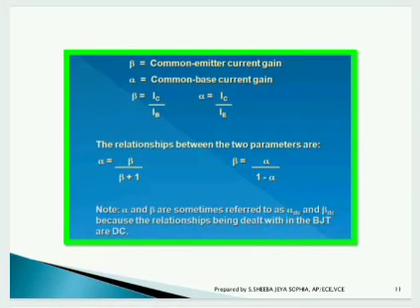Here, beta is the common emitter current gain and alpha is the common base current gain, which we have seen in the previous session itself. Beta is equal to IC by IB and alpha is equal to IC by IE. The relationship between these two parameters is alpha is equal to beta divided by beta plus 1 and beta is equal to alpha divided by 1 minus alpha.